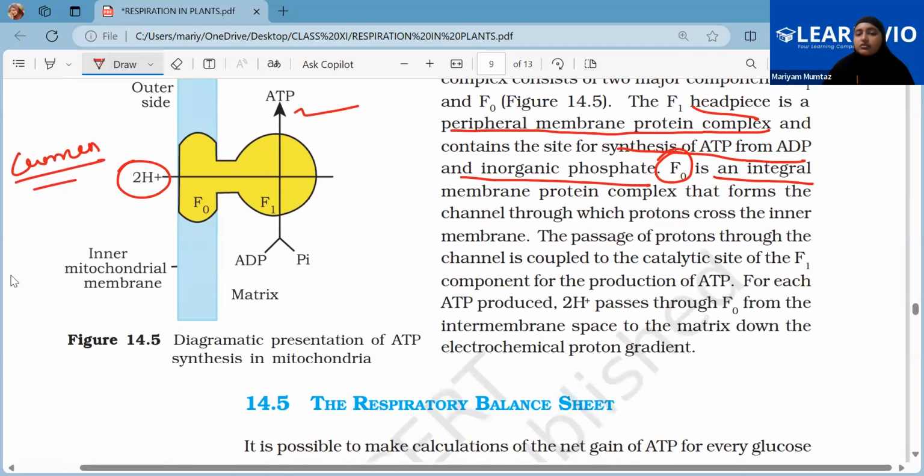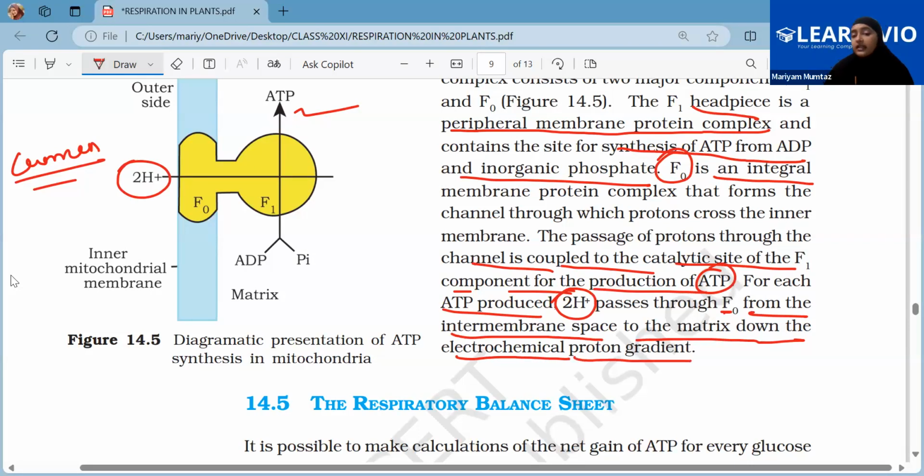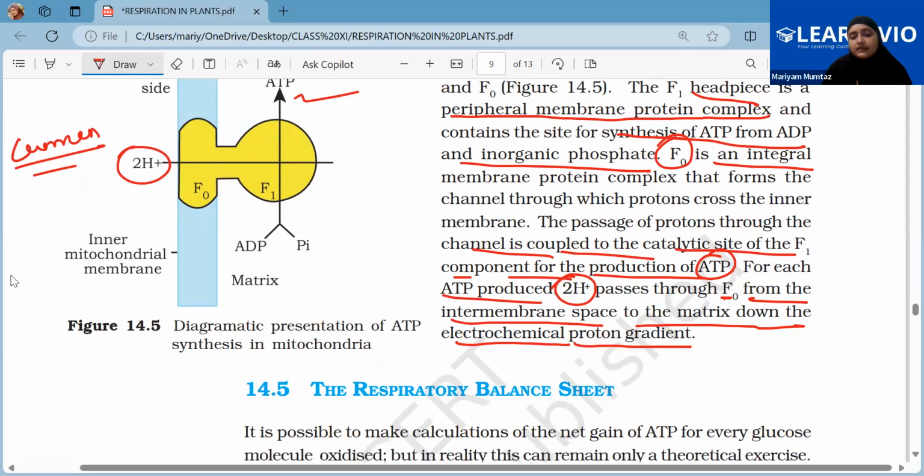The passage of protons through the channel is coupled to the catalytic site of the F1 component for the production of ATP. For each ATP produced, two protons, or two H+ ions, pass through F0 from the intermembrane space to the matrix, down the electrochemical proton gradient. Down the gradient means there is a place where hydrogen ions or protons are present in much higher amounts, and another place where there are not enough. So this creates a gradient, the protons pass down it, and then ATP is synthesized.